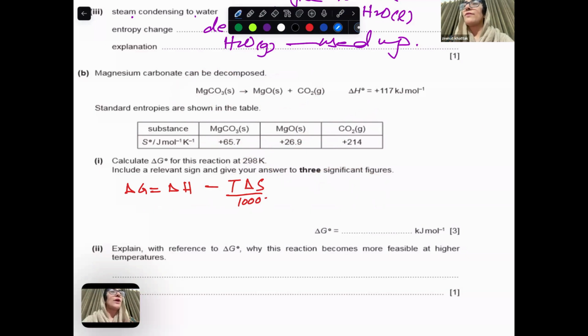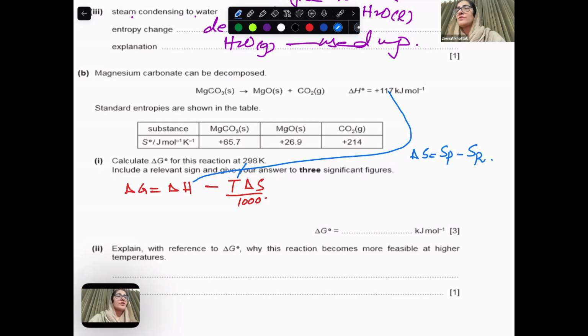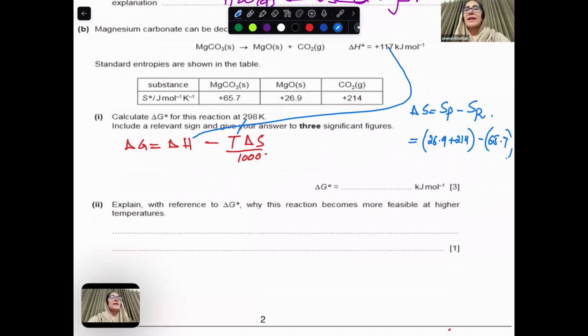So, do you have delta H? Yes. Do you have temperature? Yes. Do you need to find delta S? Yes. You know what is delta S? The delta S is product minus reactant. So, it is product minus reactant. It is 26.9 plus 214 minus 65.7. See? Now, can I do it this way?